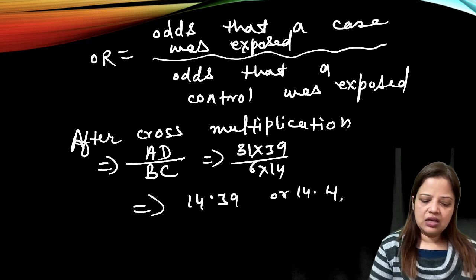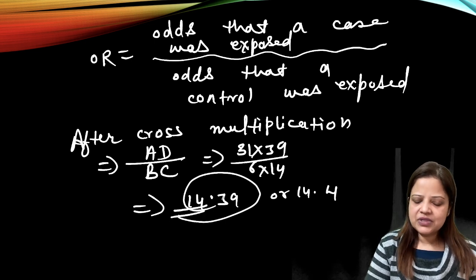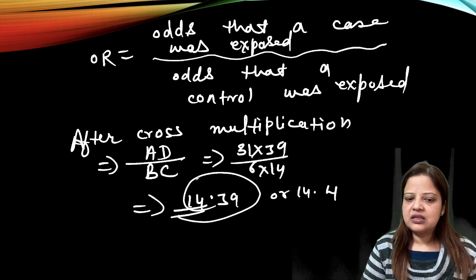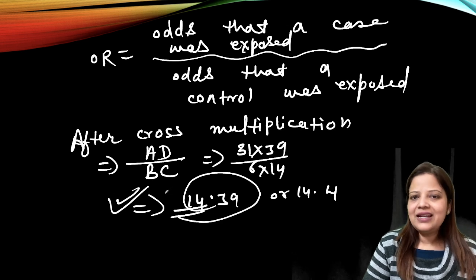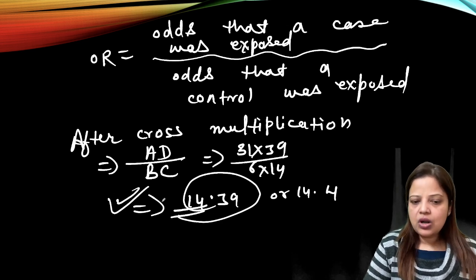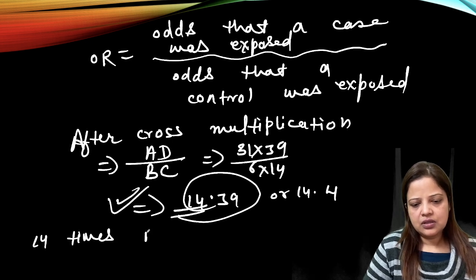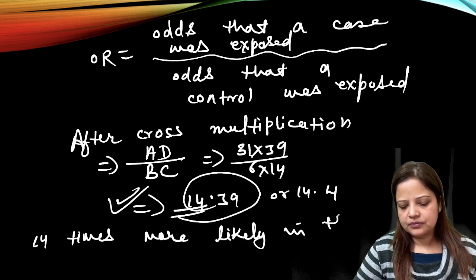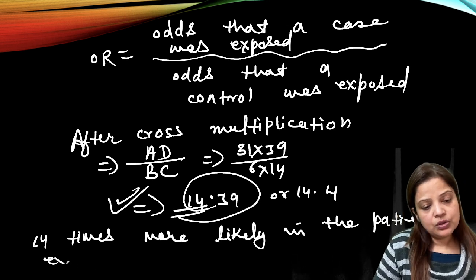Right. So the odds of heart disease is 14 times higher, or 14 times more likely, in the patients exposed to cigarettes than patients not exposed to cigarettes, because this value is very high. So the odds of heart disease is 14 times more likely in the patients exposed to cigarettes.